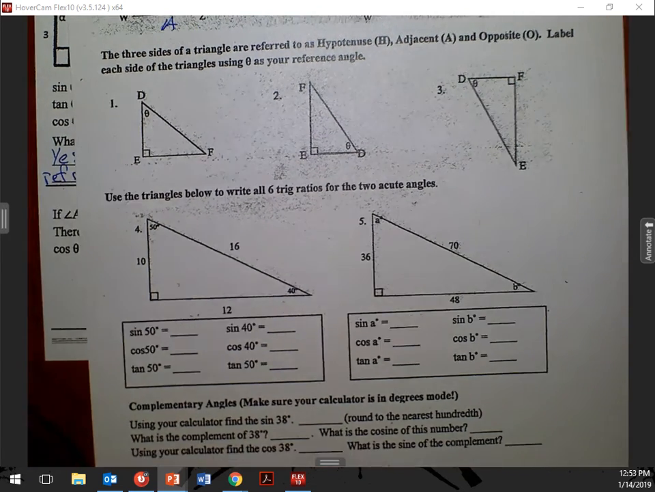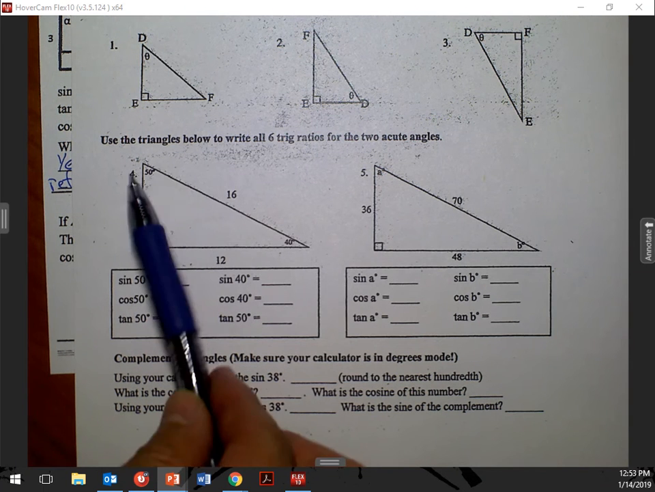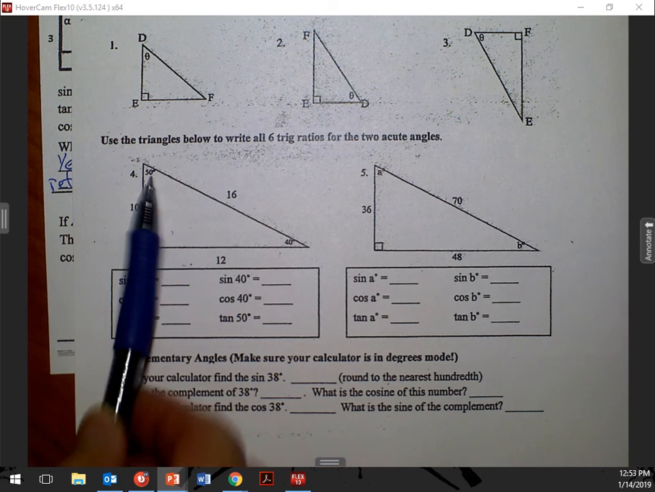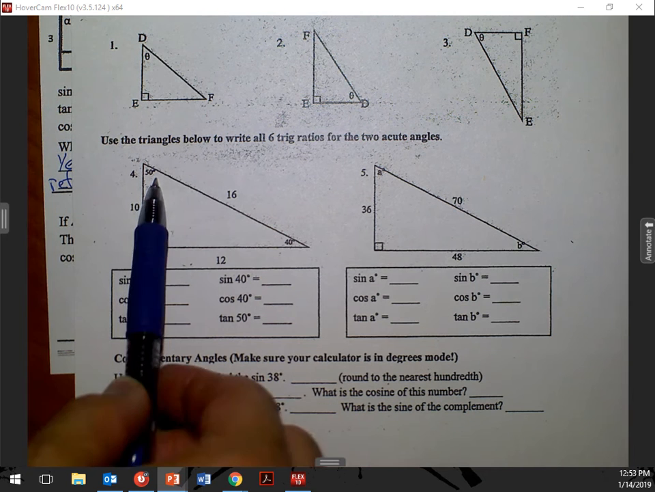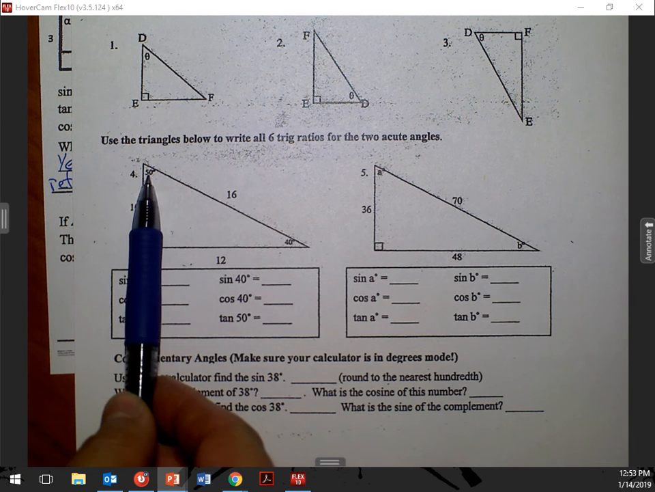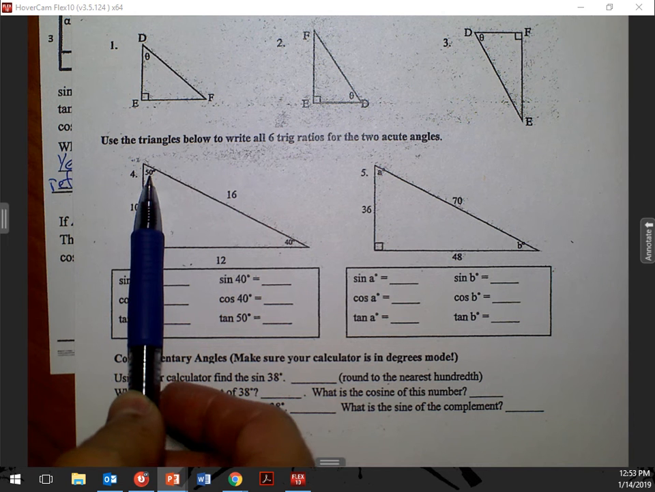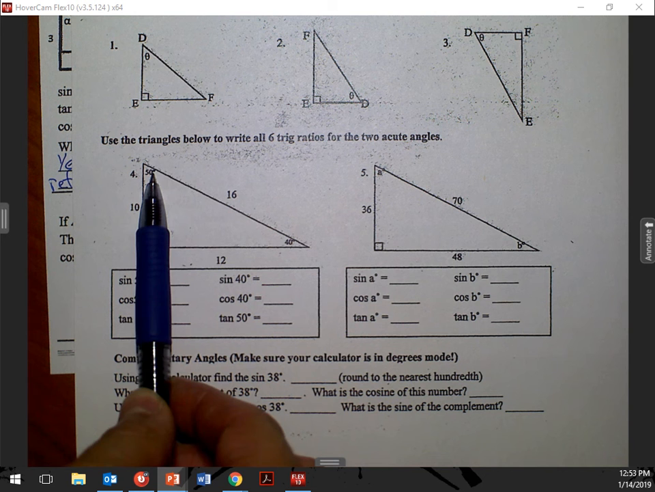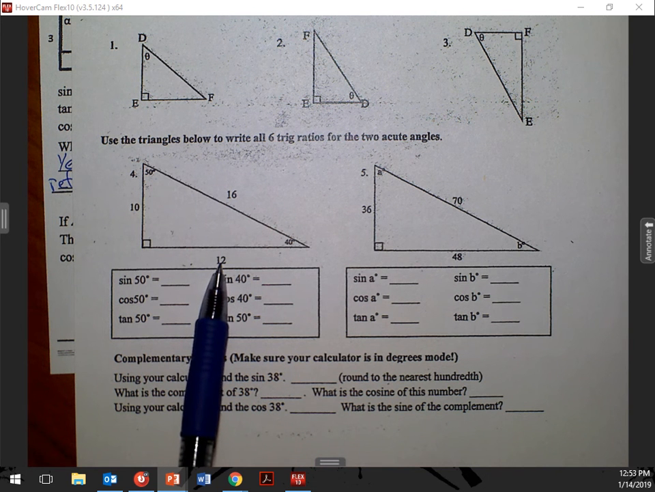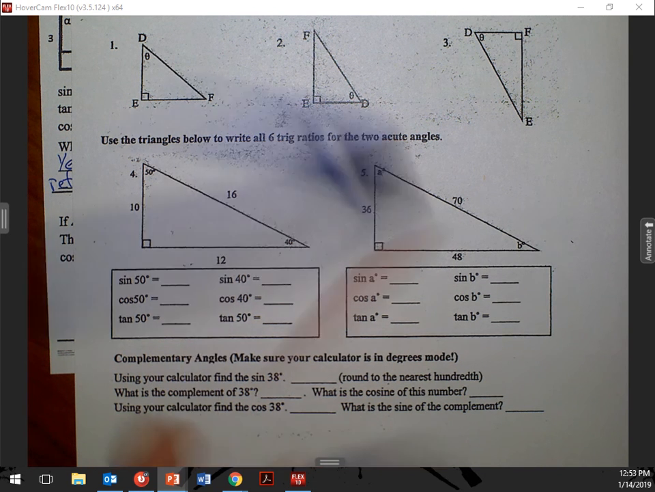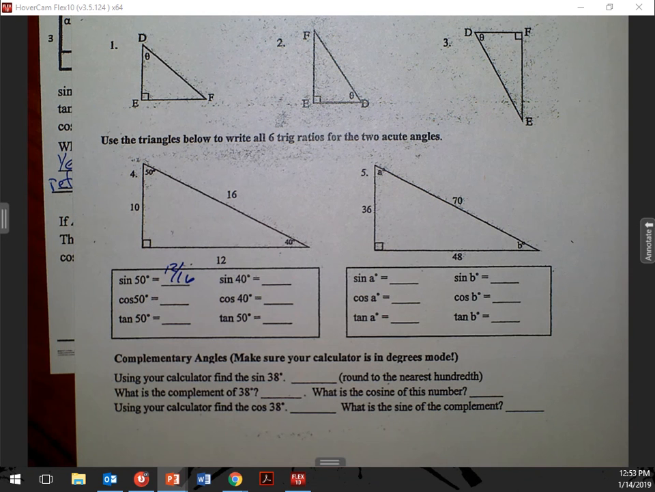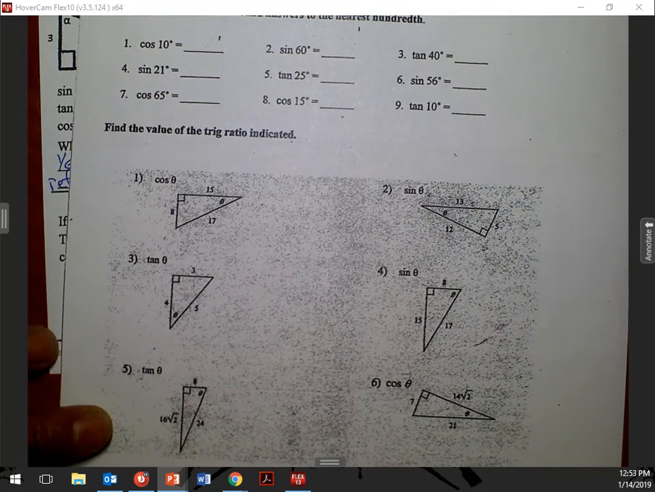Now, you guys are going to do the same thing, but instead of giving you Greek letters, I'm telling you what angle it is. So, sine of 50. We know sine is what over what? Sine is opposite over hypotenuse. So opposite is 12. Hypotenuse is 16. Is this pretty easy now? Everything that we did just now on the notes, the same thing we're doing here.